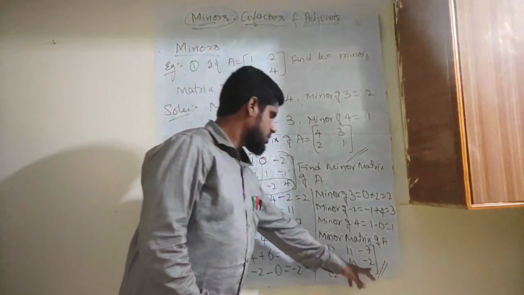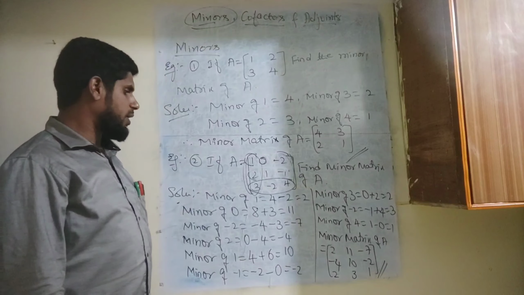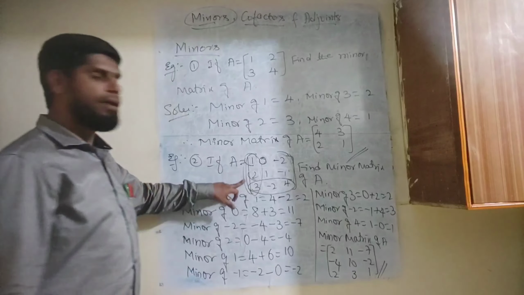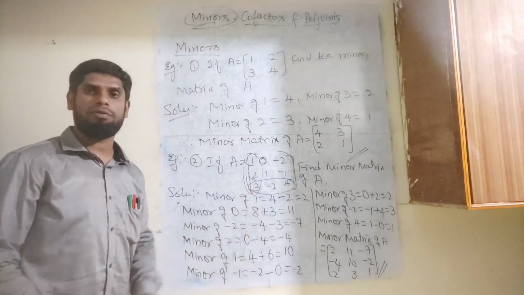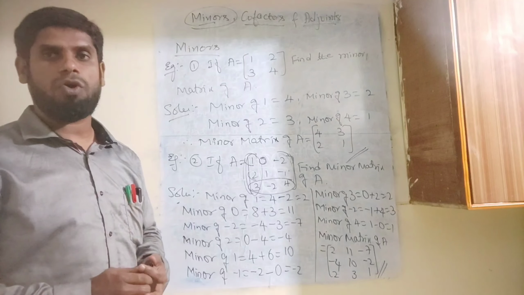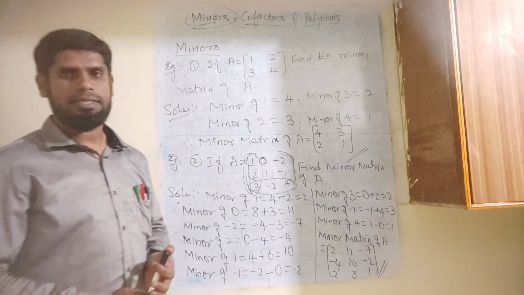So students, this is the minor matrix of the given matrix, and this is the procedure we will use to find the minors of the elements of the matrix.